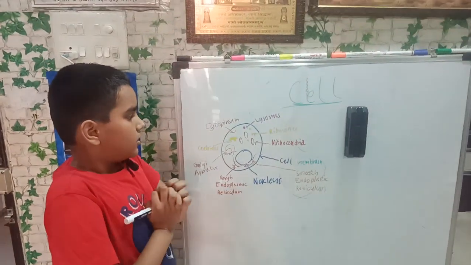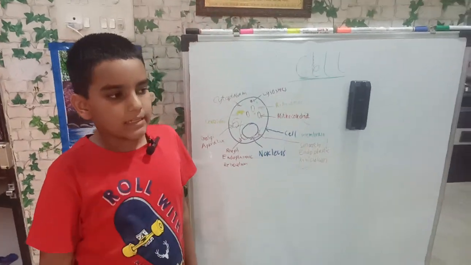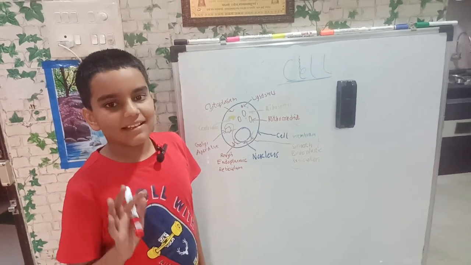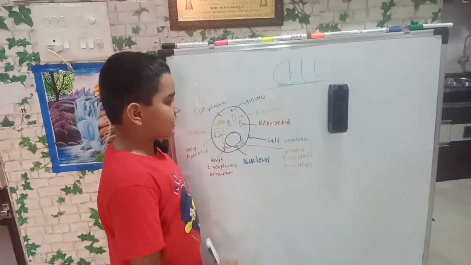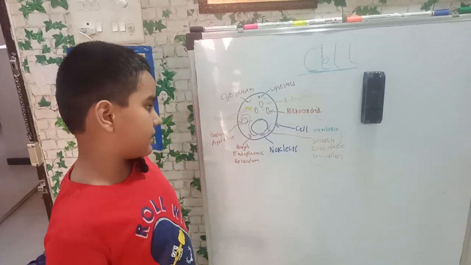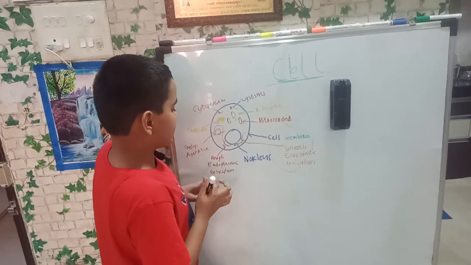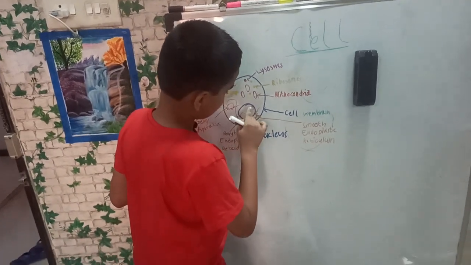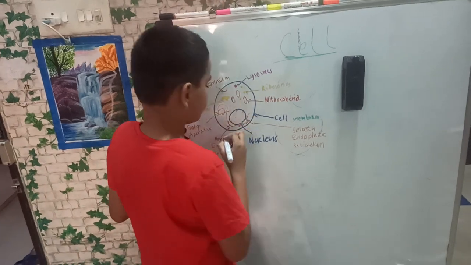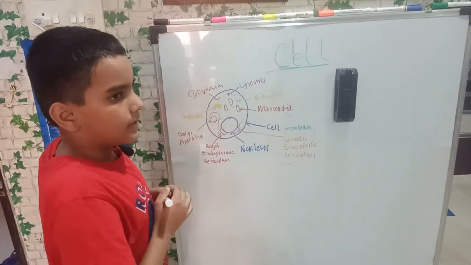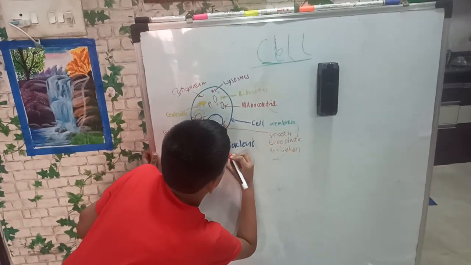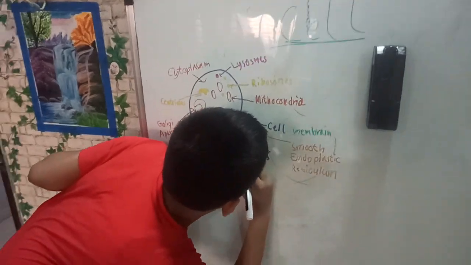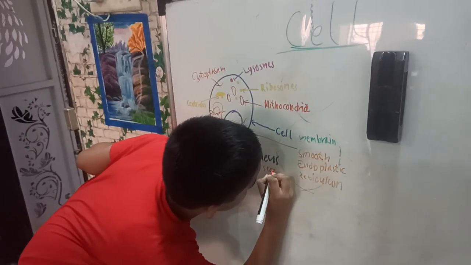Okay, so these are the basic parts, and everyone knows this. And then let us learn about more parts. So, the nucleus is where the DNA is stored. Okay, and so the nucleus uses this DNA storage.